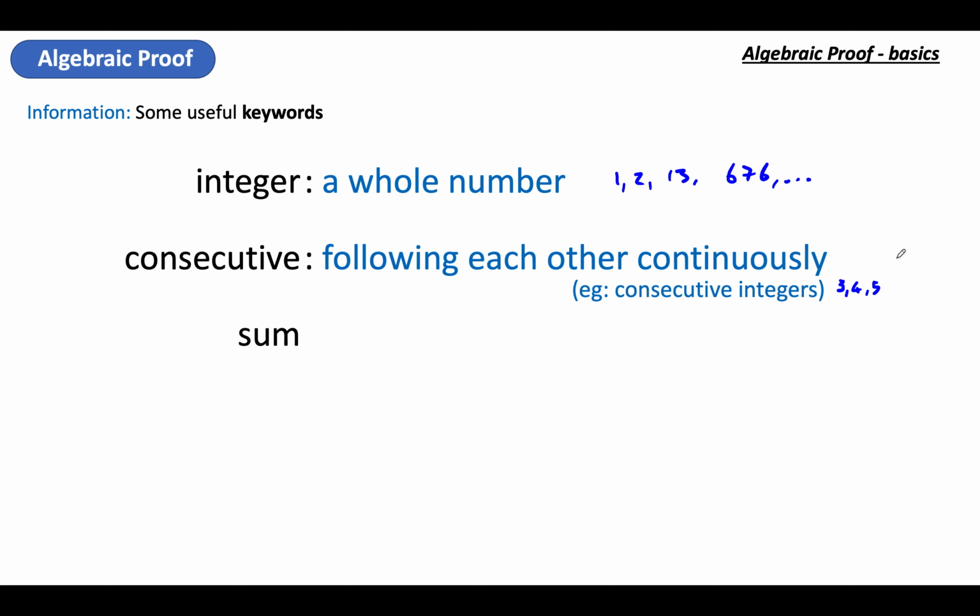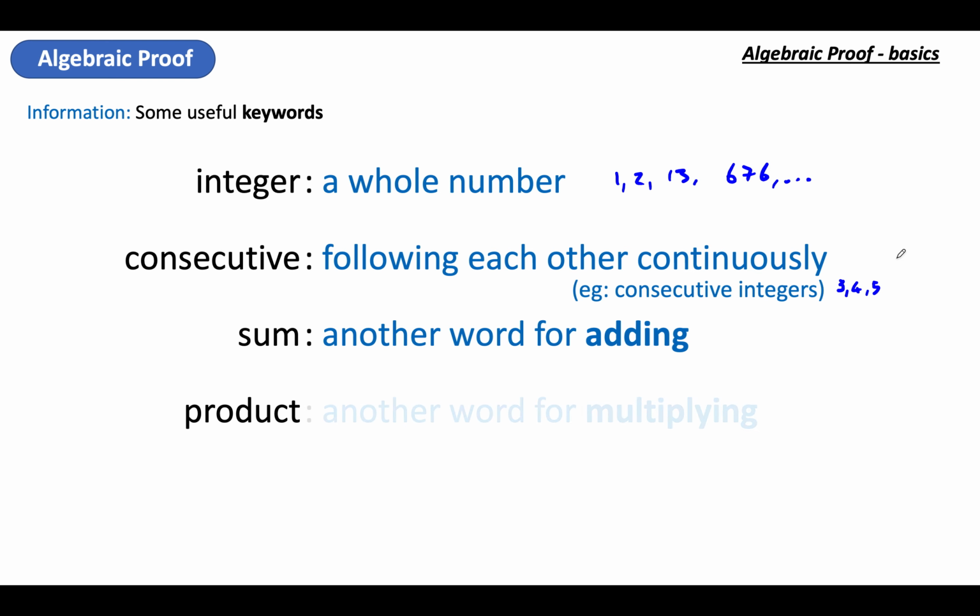Sum. Well, you would have met sum probably back in your primary school days. It's just another word for adding something together. So if you've got the sum of two things, it means add them. Product is another word for multiplying. Used a lot in the USA. They use product quite often instead of multiplying. We talk about timesing things or multiplying things generally in the UK.